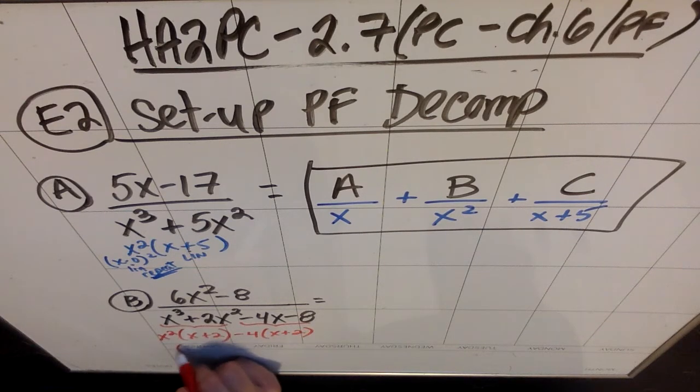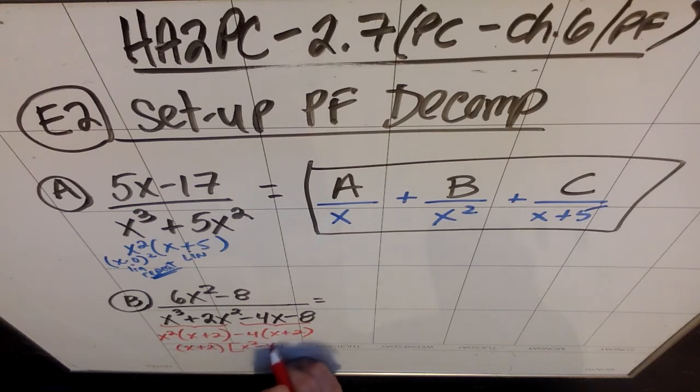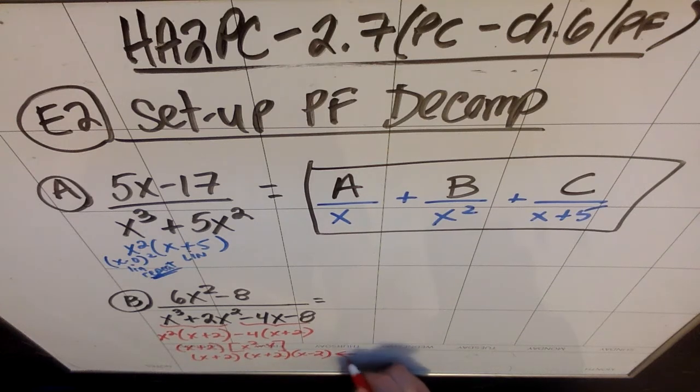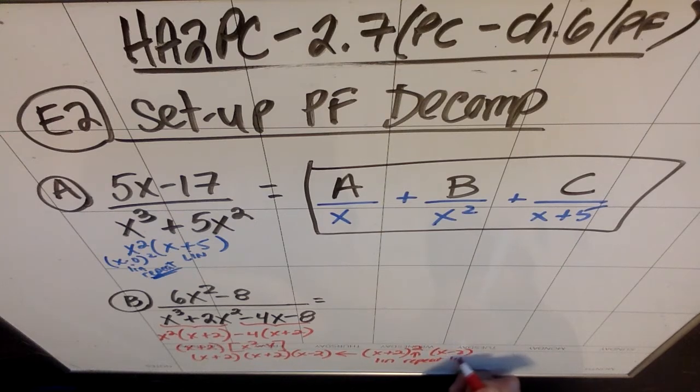So what I end up getting is x plus 2 times the quantity x squared minus 4, but x squared minus 4 is a difference of squares, so this actually factors into an x plus 2 times an x plus 2 times an x minus 2. So my denominator ends up looking like a repeat linear factor, x plus 2 quantity squared, which is a linear factor that repeats, right, times an x minus 2, which is just a linear factor.